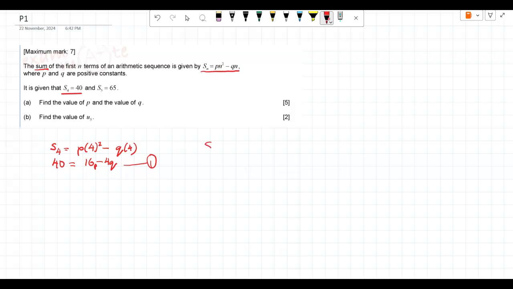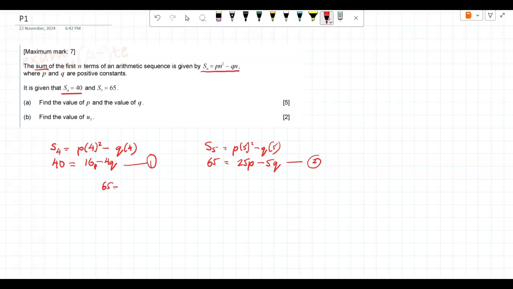Now what will you do? You put your n as 5. So that's P into 5 square minus Q into 5. So S5 is going to be 65 is equal to 25P minus 5Q. Now these two equations you solve simultaneously to find out P and Q.